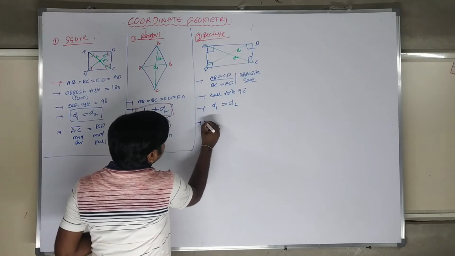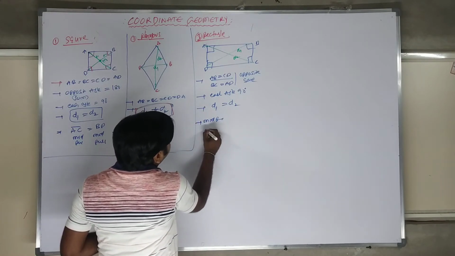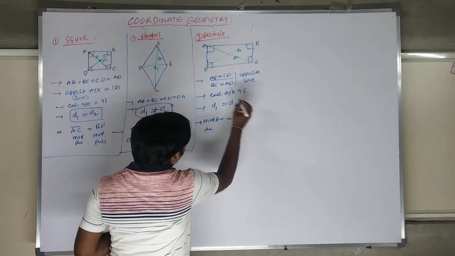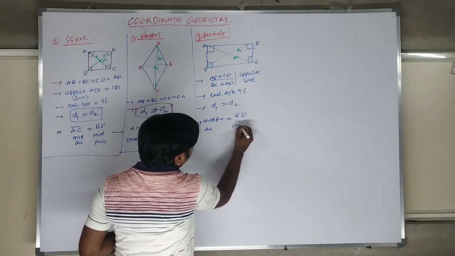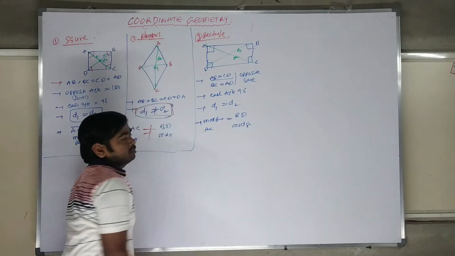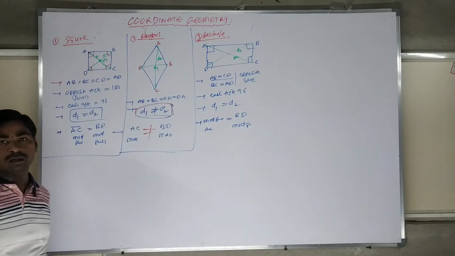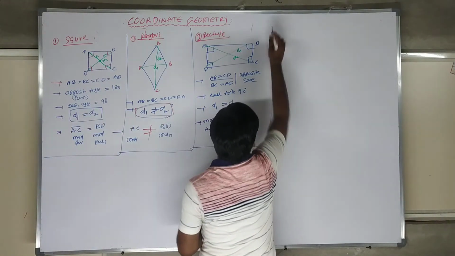Next, midpoint also. The midpoint of AC and the midpoint of BD, both are the same. Midpoints will be the same. That's for the rectangle, so this is the case. Then go for the fourth one.